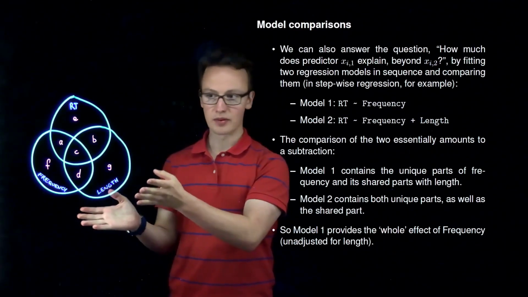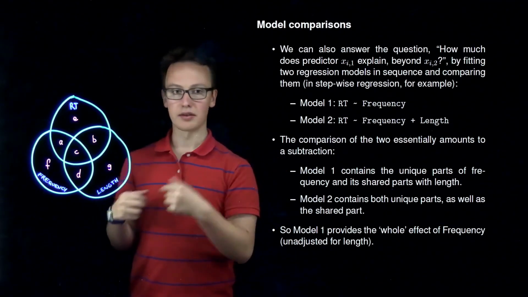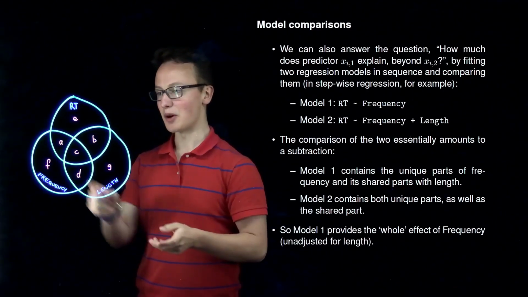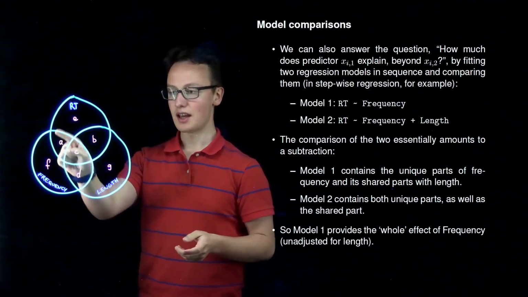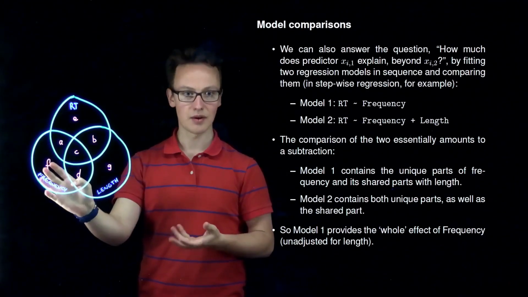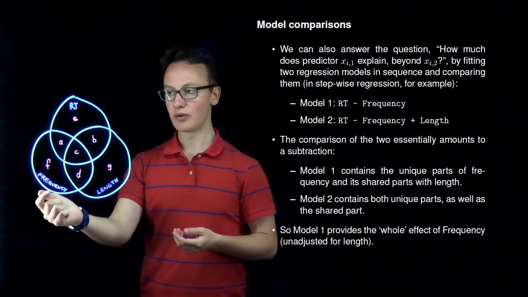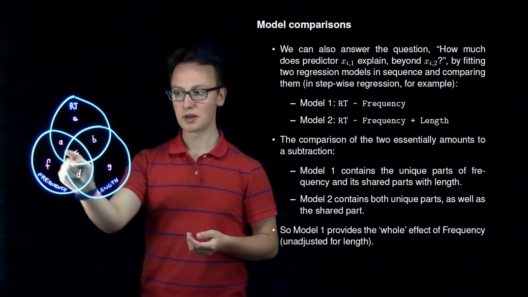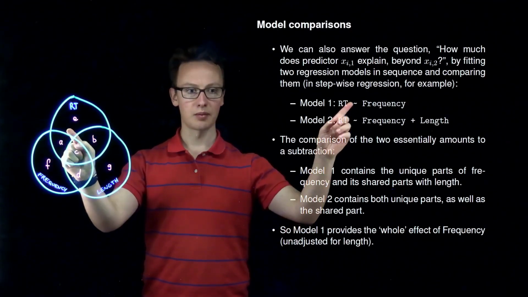And in this Venn diagram from before, the estimate for frequency would basically be all about this entire variance A plus C. So everything that's the shared variance between our predictor variable frequency and the outcome variable reading time. So A and C would be what would be explained by model 1.